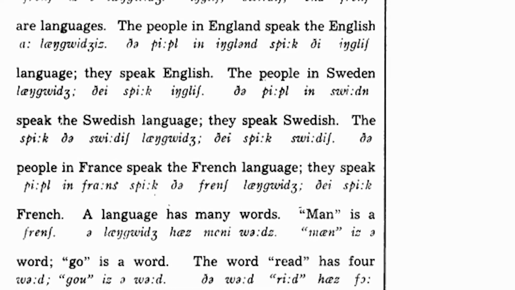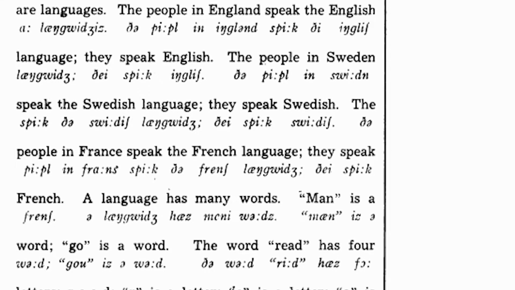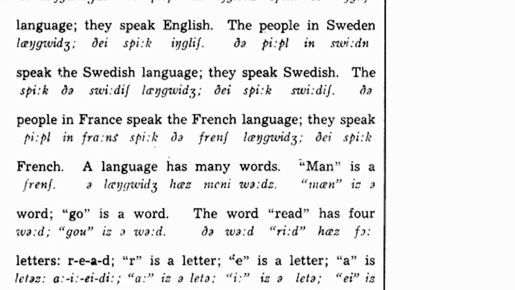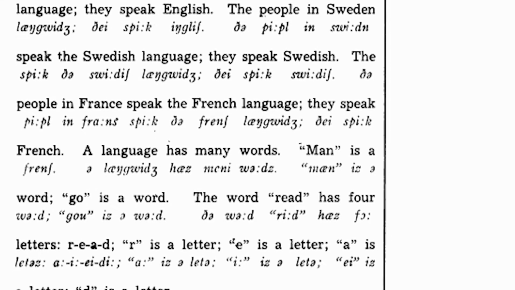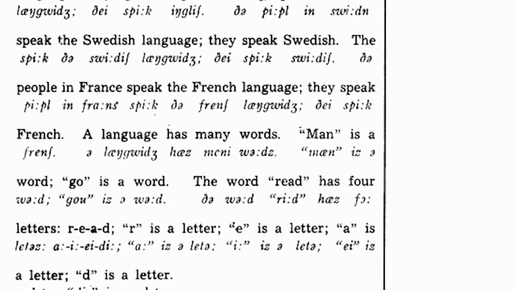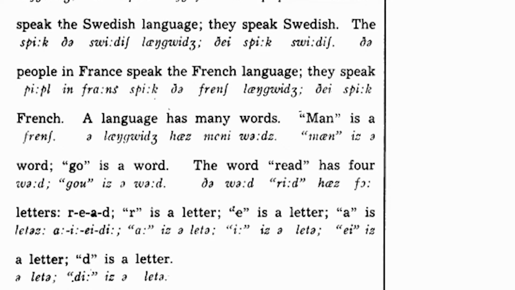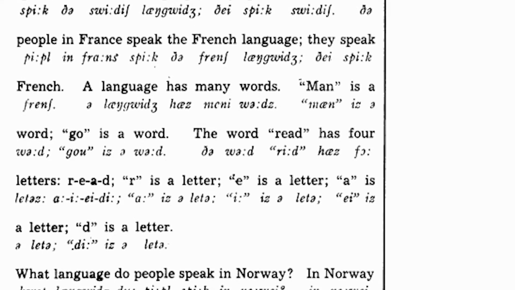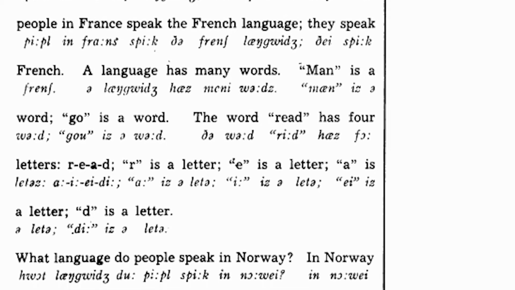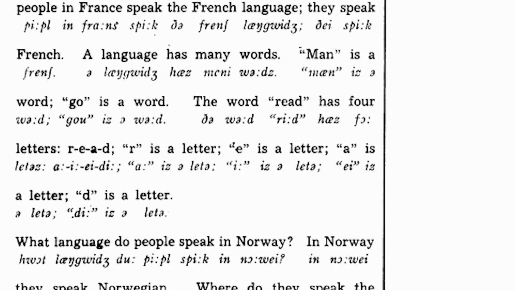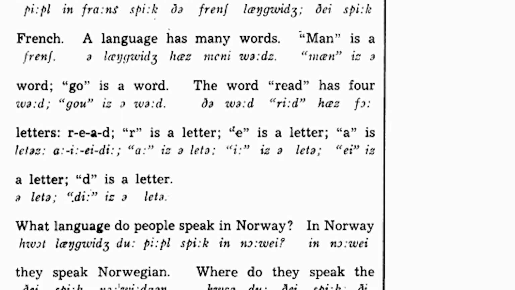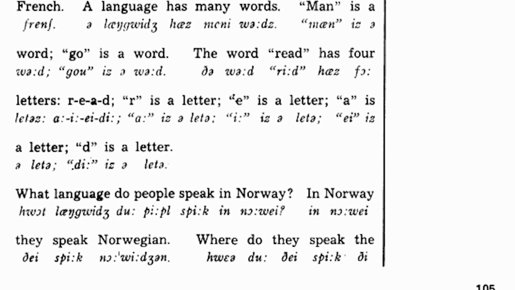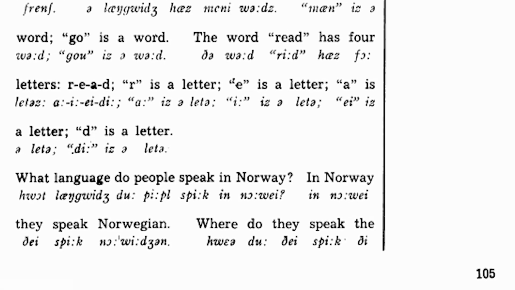They speak French. A language has many words. Man is a word. Go is a word. The word read has 4 letters. R, E, A, D. R is a letter. E is a letter. A is a letter. D is a letter. What language do people speak in Norway? In Norway, they speak Norwegian.